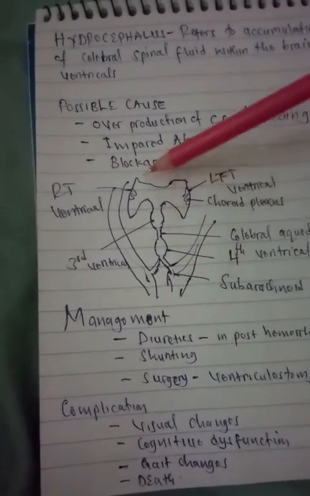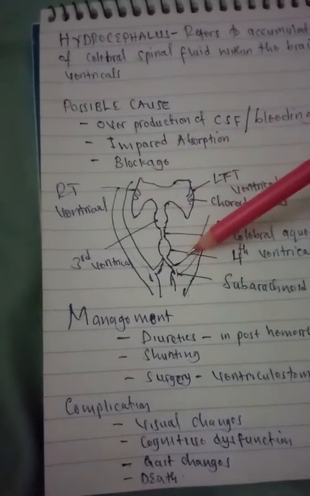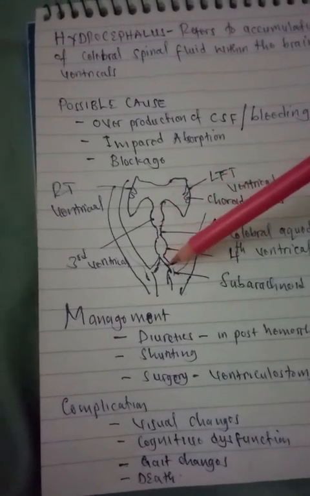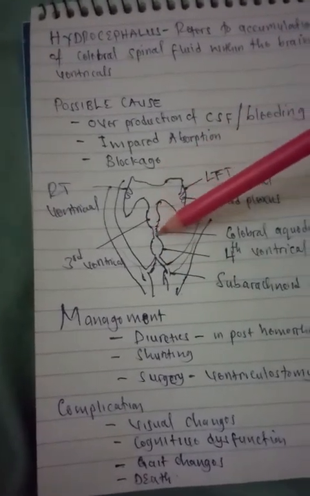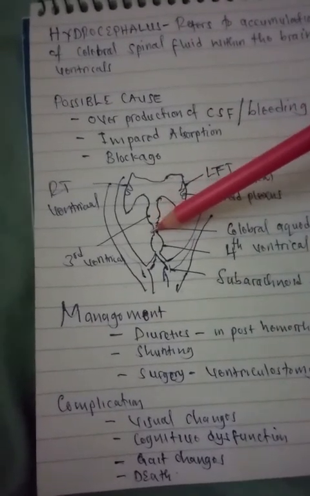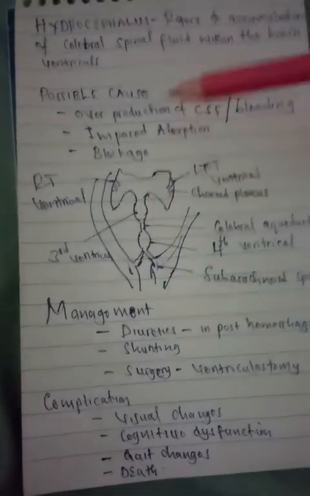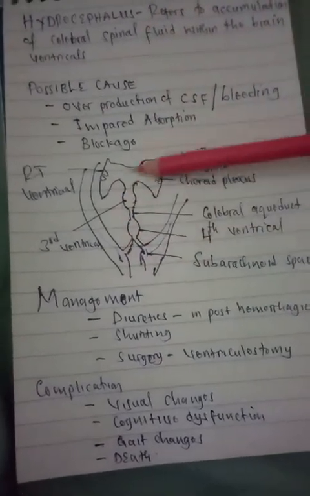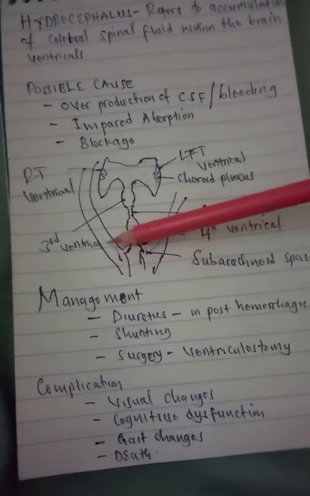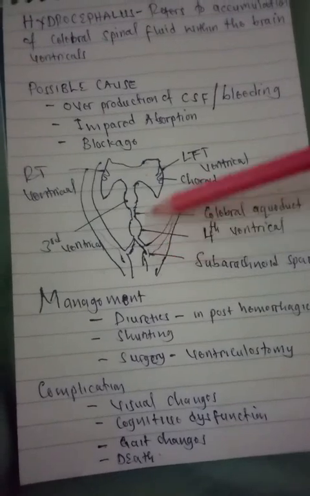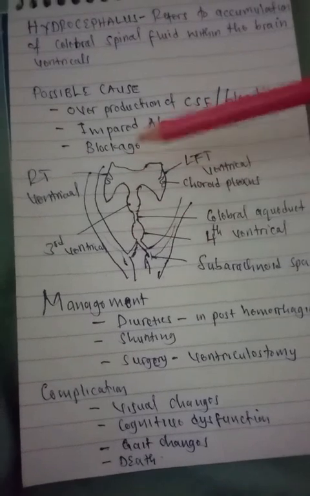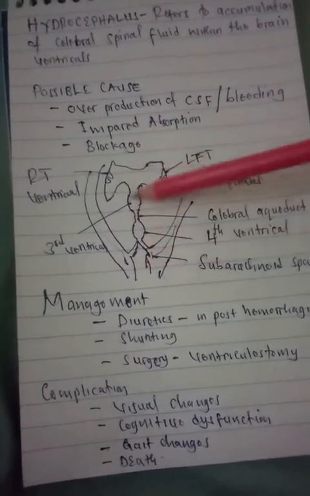And the other type is non-communicating hydrocephalus, if there is a blockage within the cerebral aqueduct, or a stenosis, which prevents the cerebrospinal fluid from flowing freely to reach the subarachnoid space for absorption, which causes an accumulation of cerebrospinal fluid within the brain ventricles.